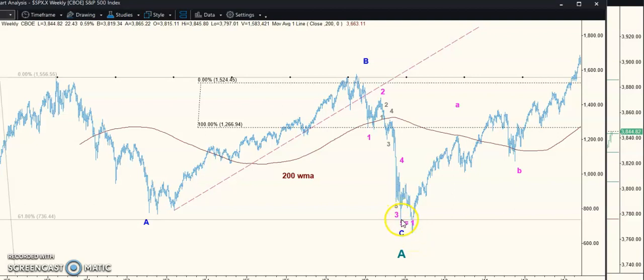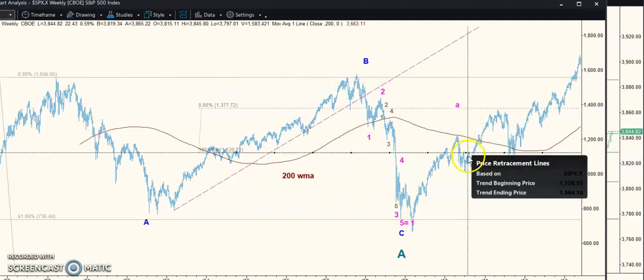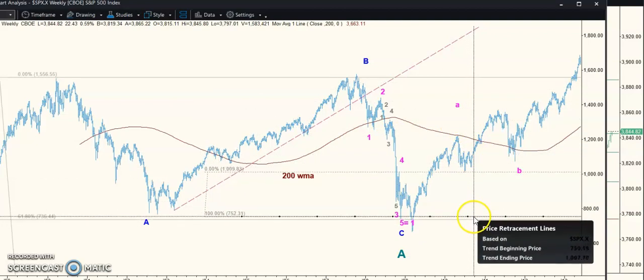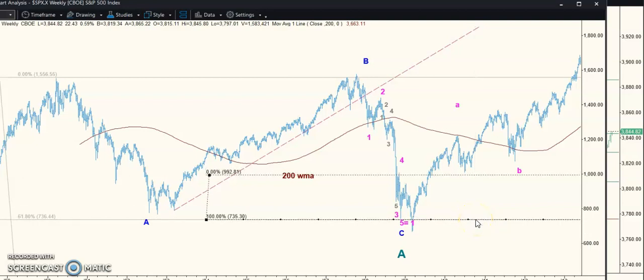This is like 741 instead of 666. You got 5 waves down. 1, 2, 3, 4, 5. Your wave 1 is exactly equal to wave 5.